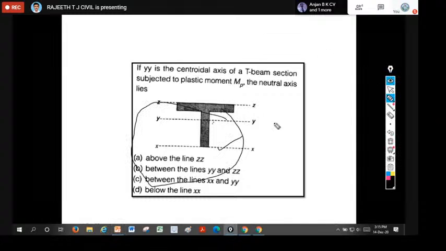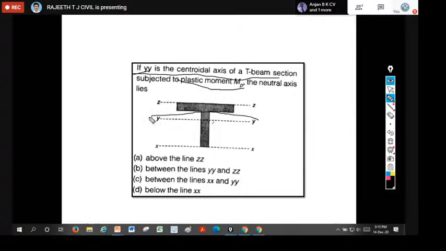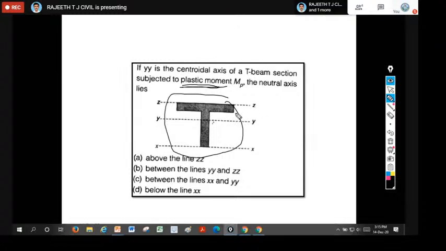Then the next question: if YY is the central axis of the T section subject to plastic moment, where the top one is the Z axis and the bottom is the X axis, the neutral axis lies between which? That is, when your section is in the plastic moment state, where is your neutral axis? When the section is in the plastic state, the neutral axis will be the equal area axis, which divides the total area into two equal parts. At that stage, the neutral axis becomes the equal area axis.